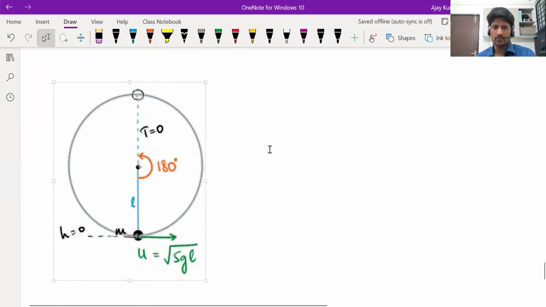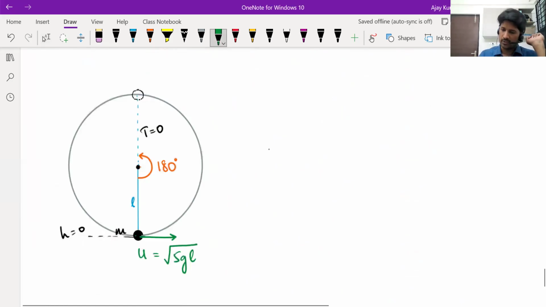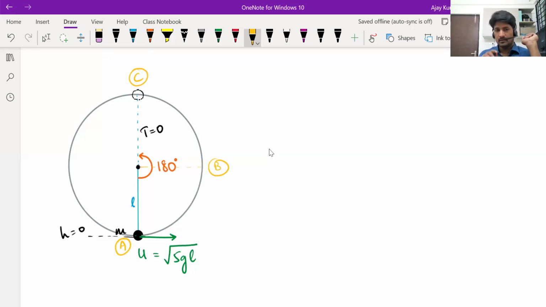Understand this approach also. Let's name these points. Bottommost is A. Horizontal, let's call it B. Topmost, let's call it C. To make it go to the top, the minimum speed needed at the bottommost point is root 5 GL. With that, it goes to the top and tension becomes 0.